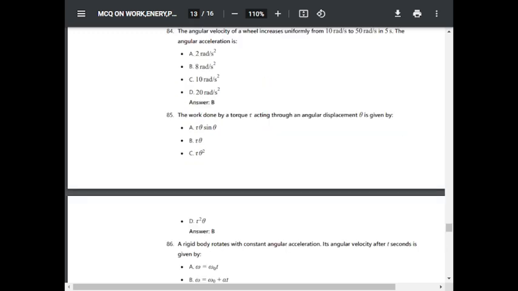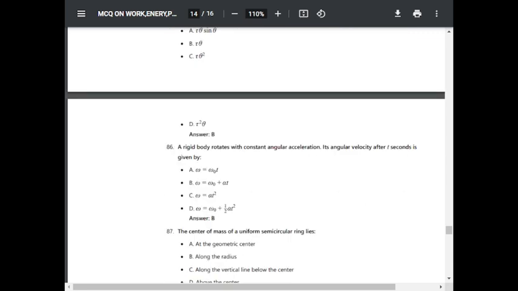Question number 85. The work done by a torque acting through an angular displacement theta is given by: option A, torque into theta sin theta; option B, torque into theta; option C, torque into theta square; option D, torque square into theta. The work done is equal to torque into theta. Option B is correct.